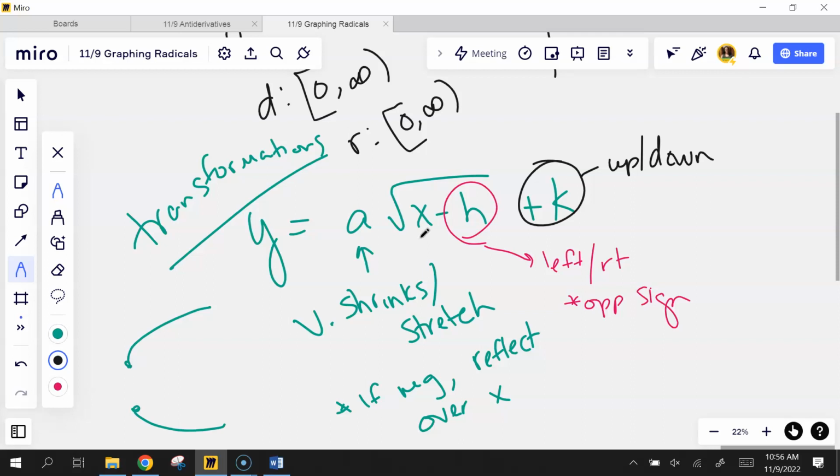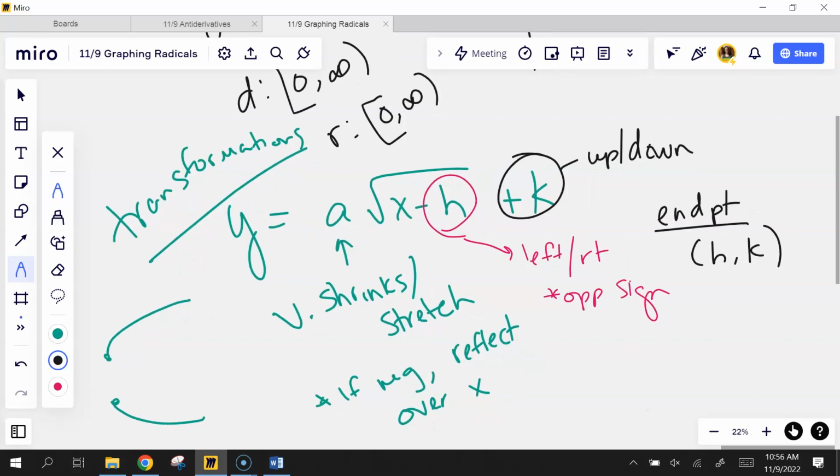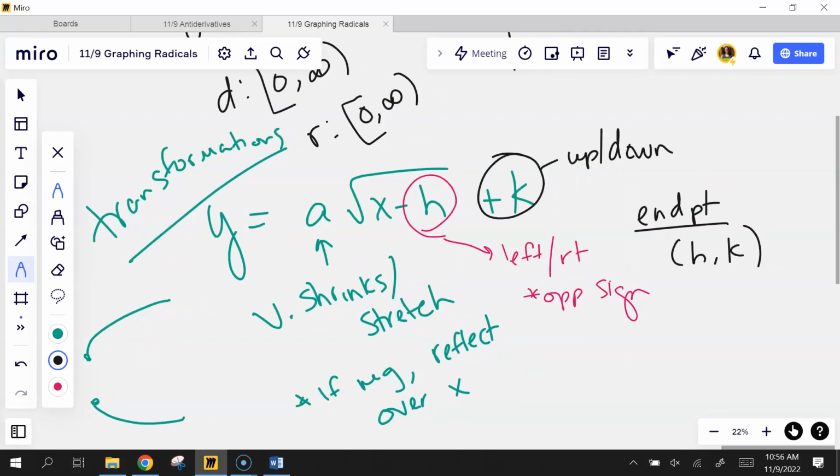Okay. Now, an easy way to graph these in transformed form is always, your endpoint is always going to be your h, k. Because it shifts, if it starts at 0, 0, and you shift right 2 and up, you see what I'm saying? It's always going to be just those values. H, of course, is still the opposite sign, whereas k is the same sign.